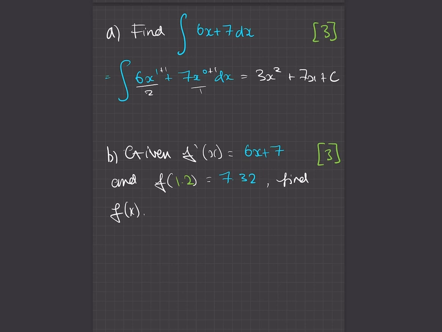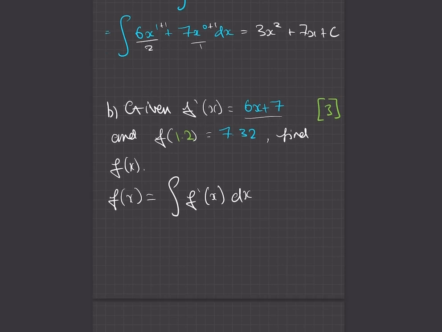Now it tells us that given that this derivative f prime of x is equal to 6x plus 7, note that this and this are the same, and that f of 1.2 equals 7.32, find f of x. So we know that f of x is the integral of the derivative of f of x. Because if you differentiate but then you integrate, because they're opposites, you actually get the same thing. It's the same as if you divide by 2 and then multiply by 2, you end up with the same number. So what's the integral of 6x plus 7? Well, guess what? We just did that bit. It's a nice question. So we found that to be 3x squared plus 7x plus c.